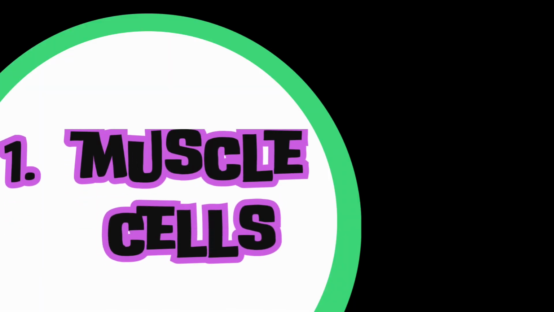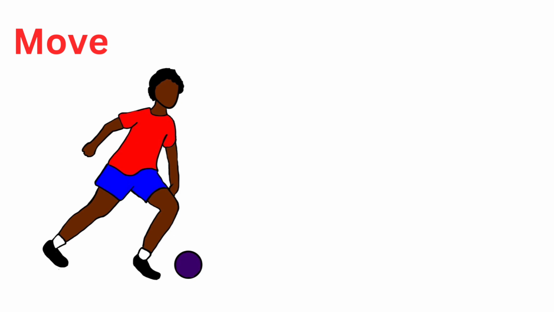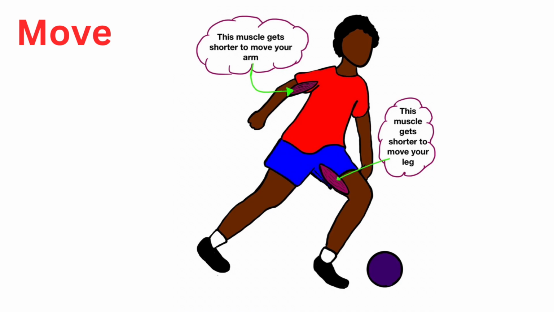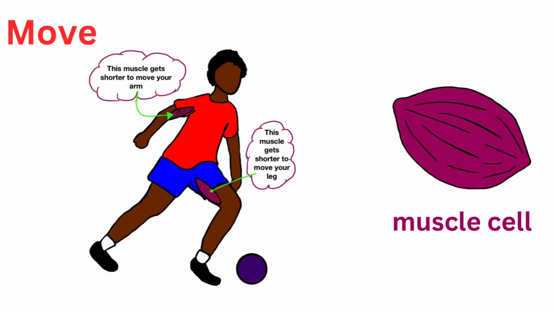So the first cell we'll look at are muscle cells. Some cells take on the job of moving the body. Some of our cells specialise to become parts of muscles, and these muscles can get shorter in order to move our body to help us do things like run and kick footballs. These specialised cells are called muscle cells.